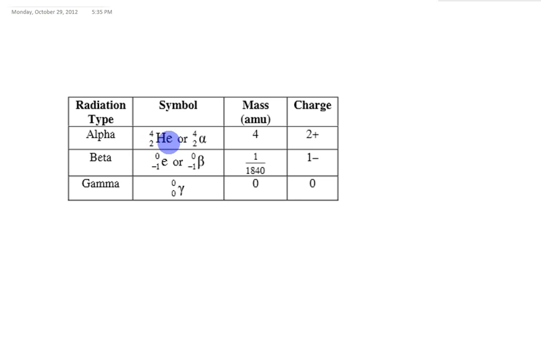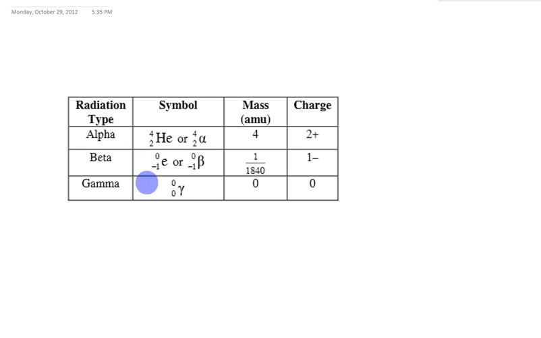There's two different ones for alpha. I prefer the helium nucleus, which is a 4 mass and atomic number of 2. Alternatively, you could actually use the alpha symbol. That would be the same. It has a mass of 4. 2 protons and 2 neutrons make up an alpha particle, so it's 4 different things. And it has an overall charge of positive 2. As you can see, it has an atomic number of 2 because there's 2 protons there.